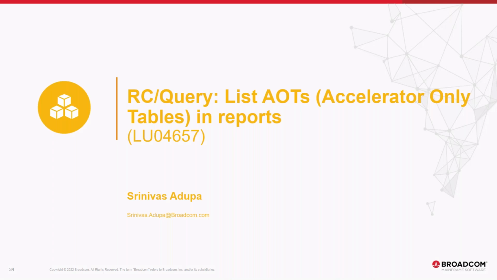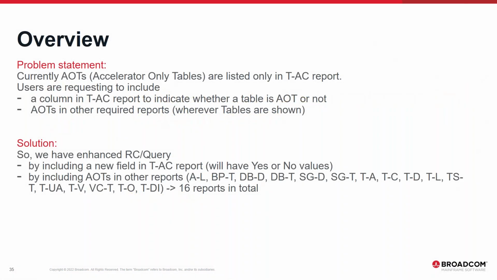So the second one is listing accelerator only tables in RC query, right? So far, RC query still generates AOTs, but only in TAC report. At the same time, it does not have any sort of differentiation stating that this is the table that's being created as AOT, or this is the table that's being created just in IDAA, but not as AOT. So we have got multiple requests again on making sure that the table that's being created as AOT or not is shown also.